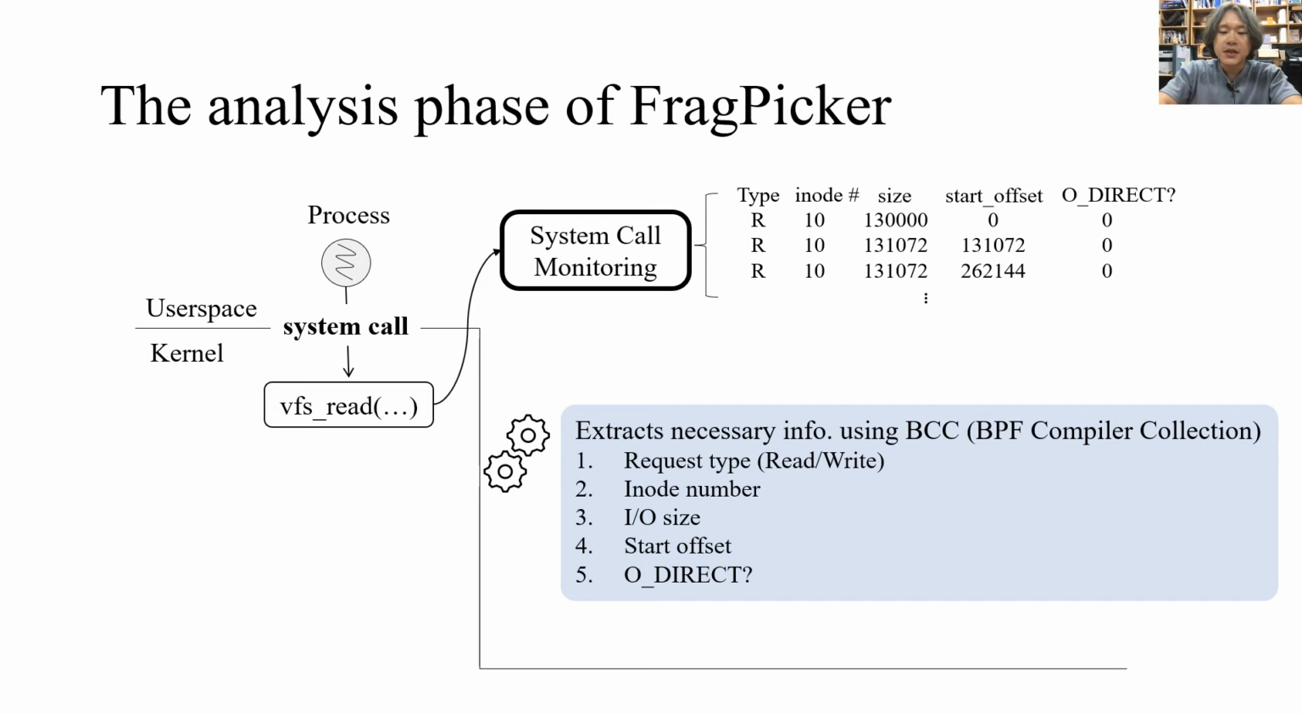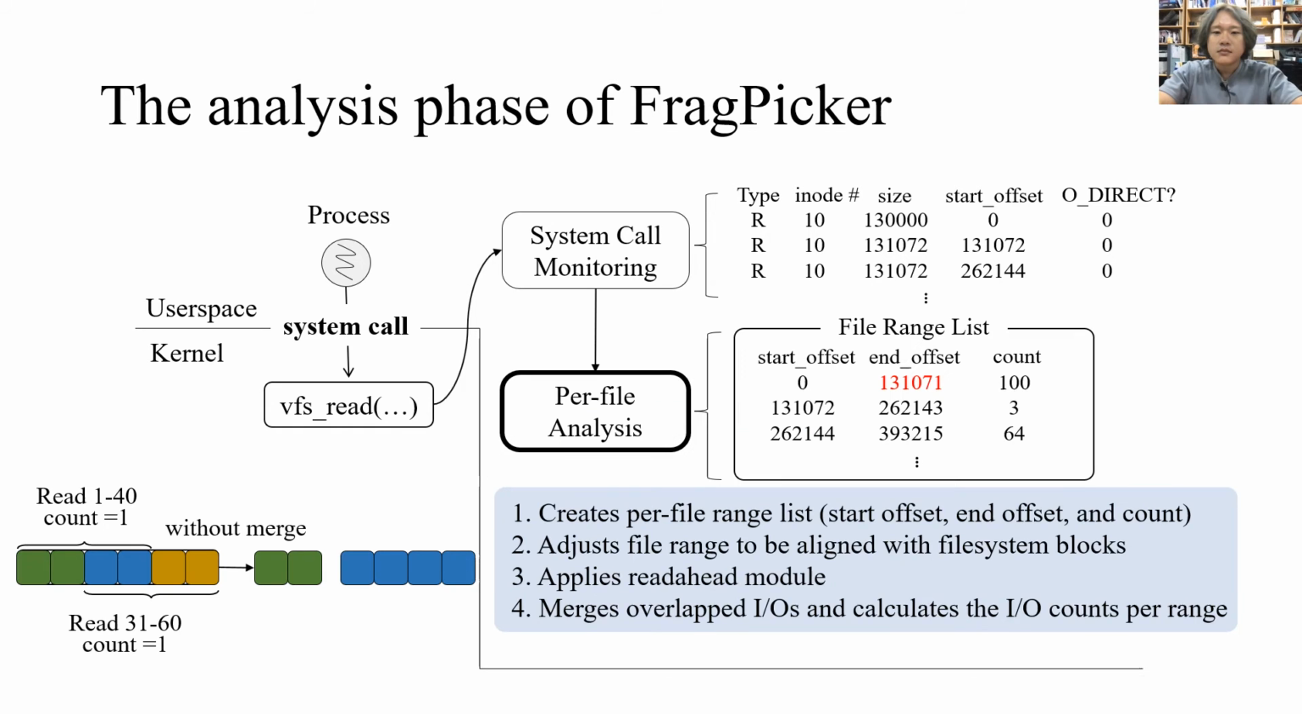This is what the analysis phase does in detail. First, FragPicker monitors the system call layer and extracts necessary information using BCC. BCC is a toolkit for efficient kernel tracing, making use of extended Berkeley Packet Filters. Using BCC, we extract the request type, whether the I/O is read or write, an inode number, the I/O size, the start offset, and finally, whether or not the I/O is direct I/O.